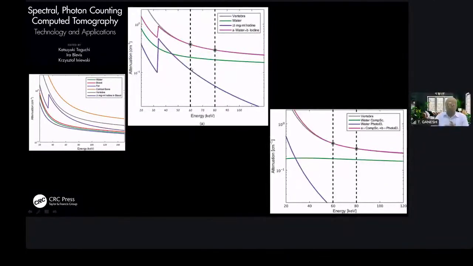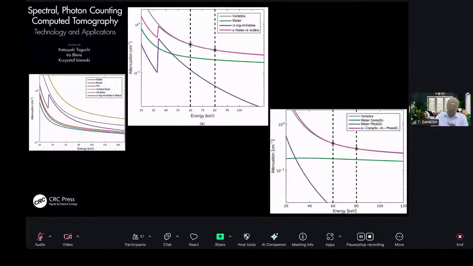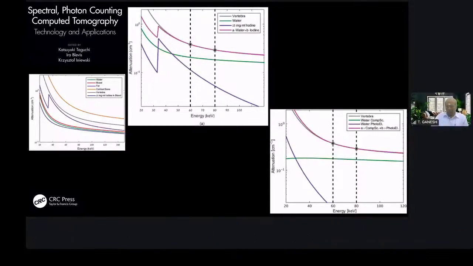So similarly, there are different types of base materials that are usually chosen in the diagnostic application, either iodine and water, or calcium and water, or iodine and calcium, like that.